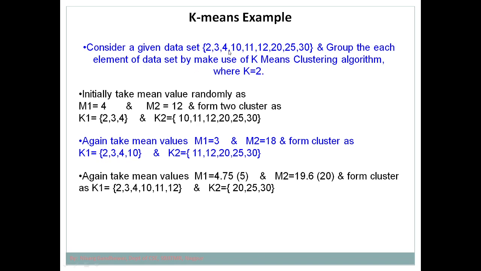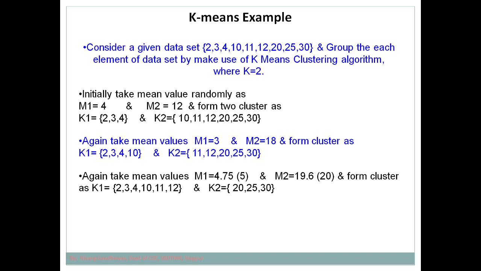The next element is 4. So 4 minus 4 equals 0, and 12 minus 4 equals 8. Which is the minimum? Obviously 0 is the minimum, that's why 4 is mapped to cluster 1. Then we go to the next data point, which is 10. Again we do the same thing: 10 minus 4 equals 6, and 12 minus 10 equals 2.